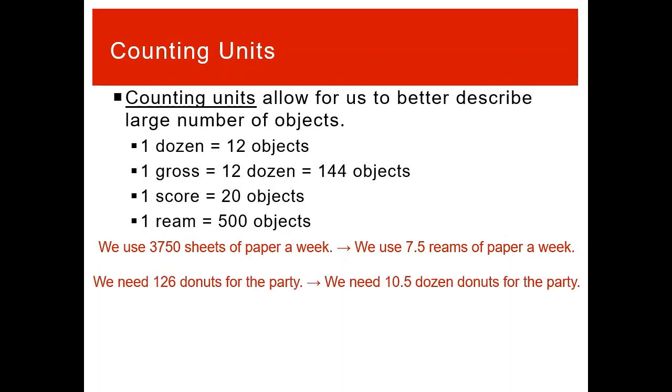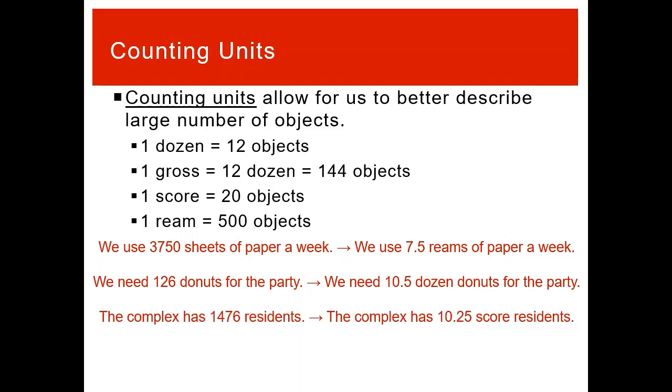We need 126 donuts for the party. That seems like a lot, right? And it certainly is, but it's hard to wrap your head around that. 10.5 dozen, now those donuts are arranged in boxes, and you get like, oh, that's a lot of boxes of donuts, that's what this would look like. Or a complex has 1476 residents, 10.25 score. If you don't know what a score is, it's not necessarily useful, but all you have to do is learn what a score is, right? 20, and so that lets you work through that.